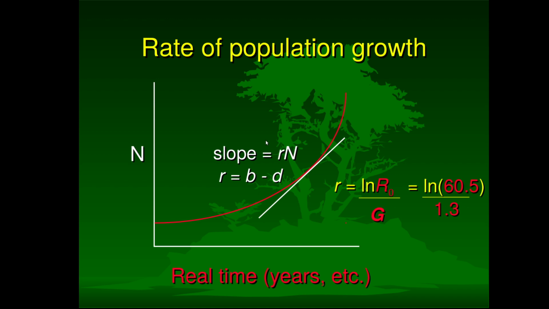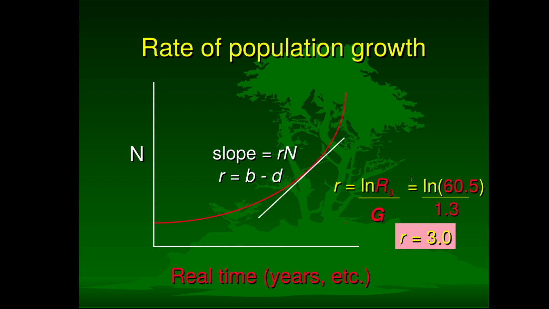So we divide the natural log of lambda, of the net reproductive rate, by the generation time, 1.3 months, and we get a little r of 3 per month, per individual, per capita. Per capita instantaneous rate of increase. Three females per female every time unit, which is every month.